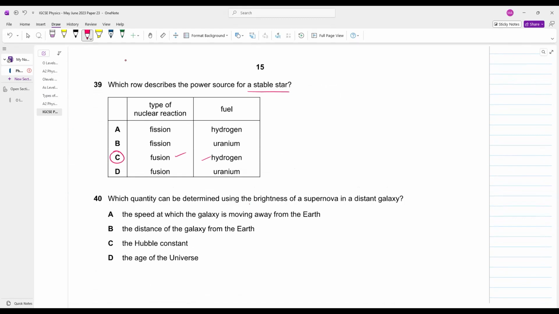Which quantity can be determined using the brightness of a supernova in a distant galaxy? Yes. Always remember the brightness of a supernova tells you the distance of the galaxy from the Earth. B is your answer. This marks the end of this paper.